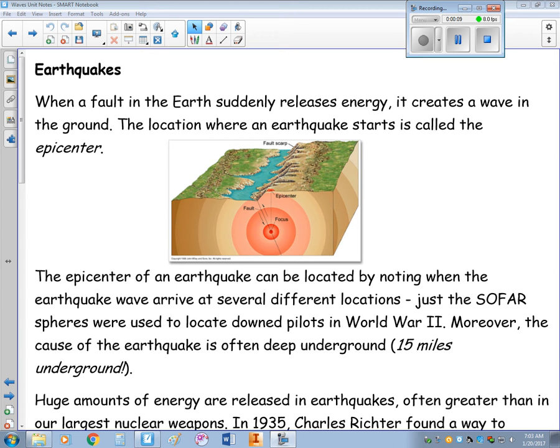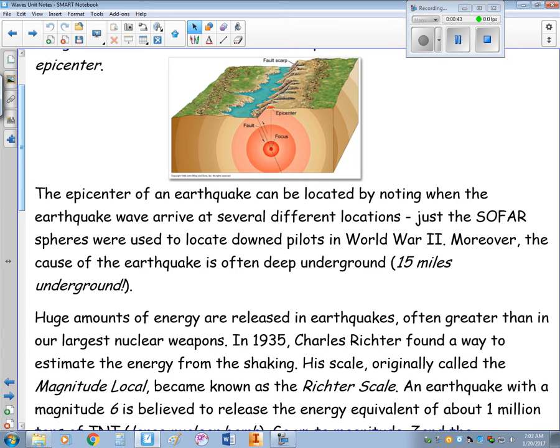So when a fault in the earth suddenly releases energy, it creates a wave in the ground. A fault line is usually where two tectonic plates meet, and they're pushing against each other. So if one plate suddenly breaks free, it releases a lot of energy. That energy then travels out as the wave, which we call an earthquake. The location where an earthquake starts is called the epicenter.